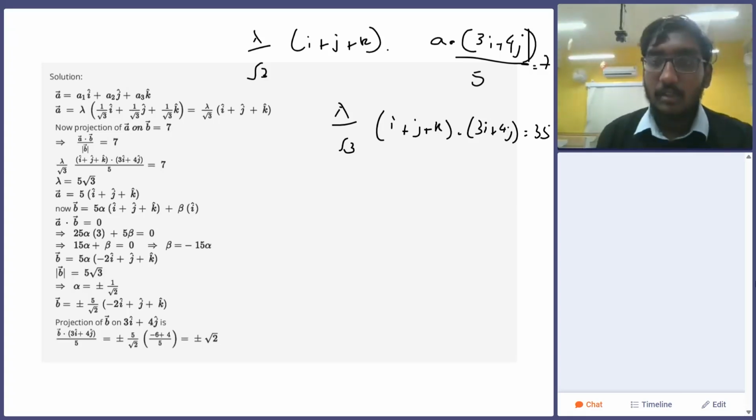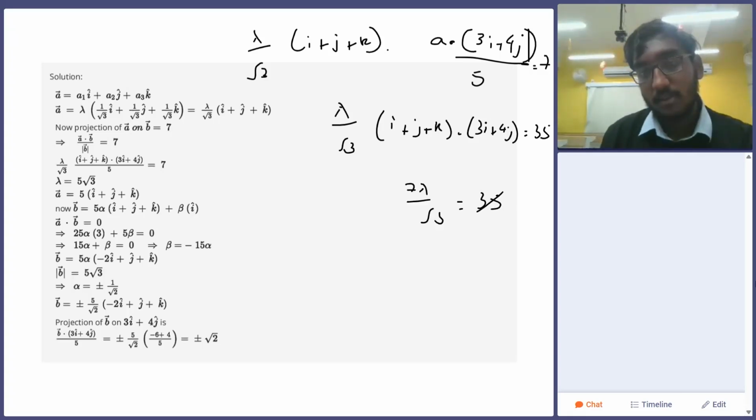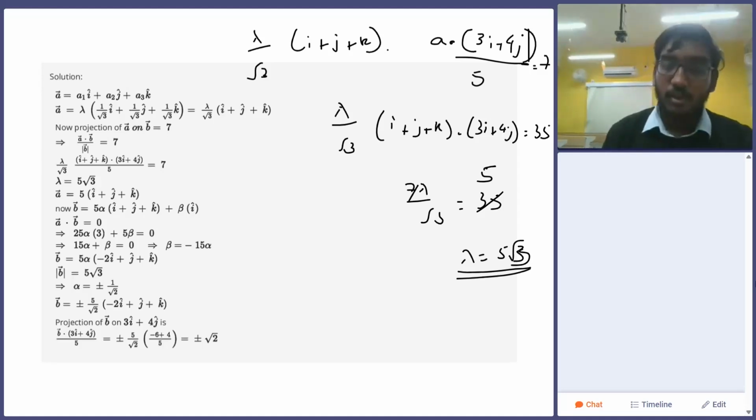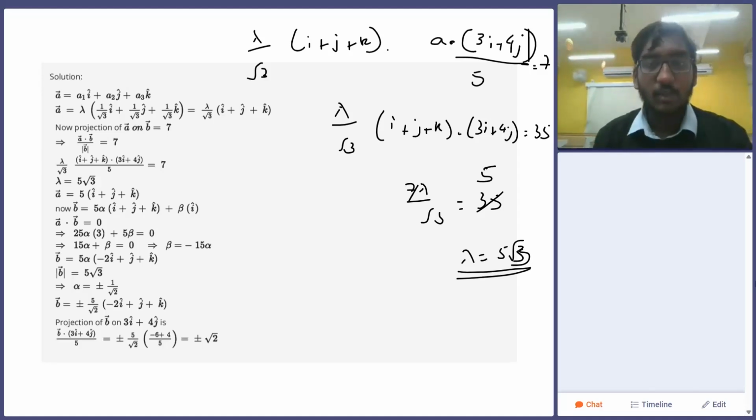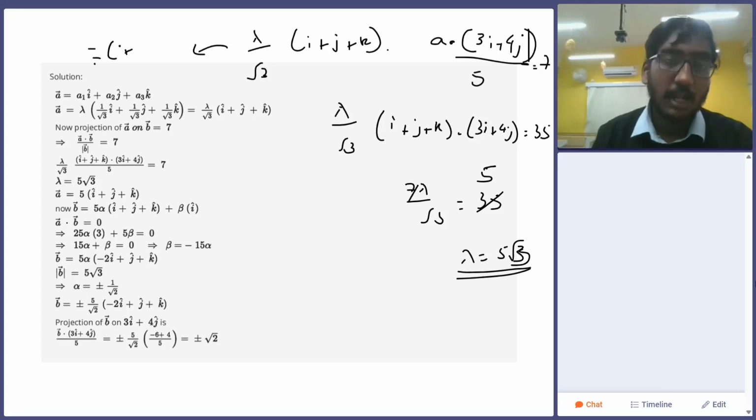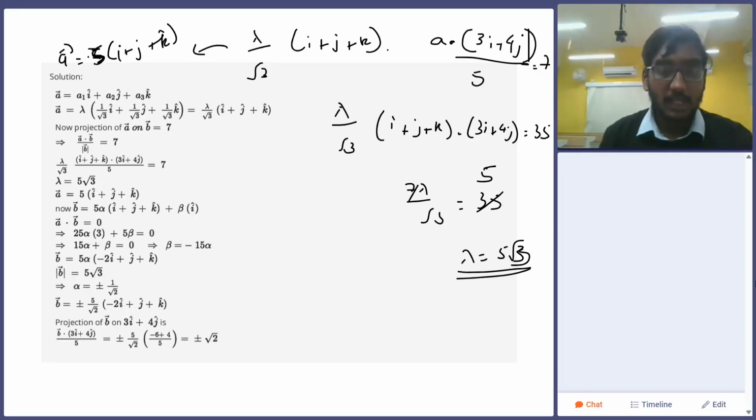Okay, and 3 plus 4 is 7, right? So 7 lambda by root 3 is 35. So lambda will be 5 root 3. So once lambda is known, you determine what A is also. A vector will be 5 into i cap plus j cap plus k cap. Okay, this is the A vector. They have also determined it.